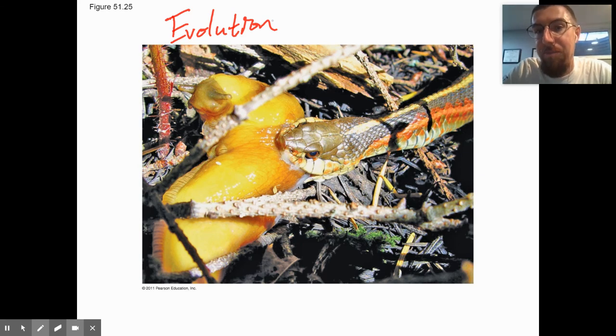So garter snakes that have a really good sense of smell and can really pick up banana slugs will be able to find more banana slugs. And if they can find more, then they will have the ability to have more offspring because they have more energy, and now their offspring will inherit this disposition to have a really good sense of smell for banana slugs.